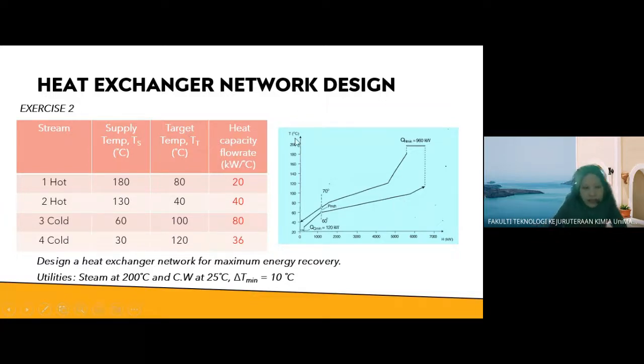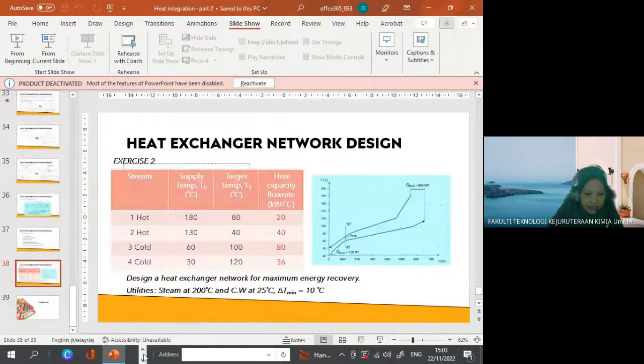Okay. But in the exam, maybe the composite curve is already provided, but then maybe in the exam you need to find what is QH min and QC min first, and then only you design the heat exchanger network. Okay. So that's all, I'll give the attendance link.